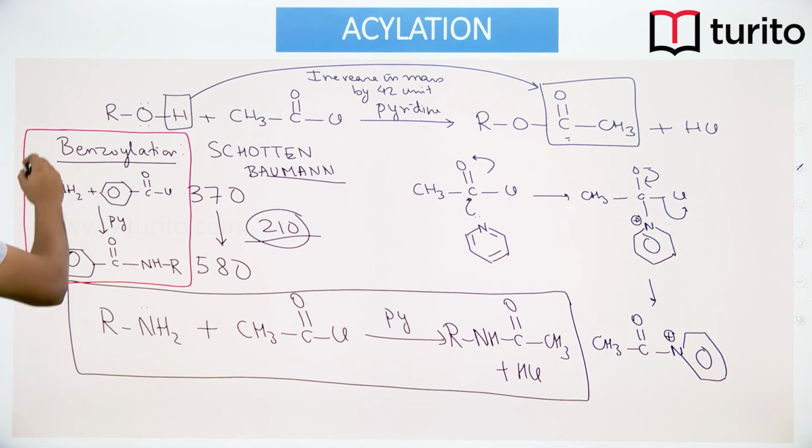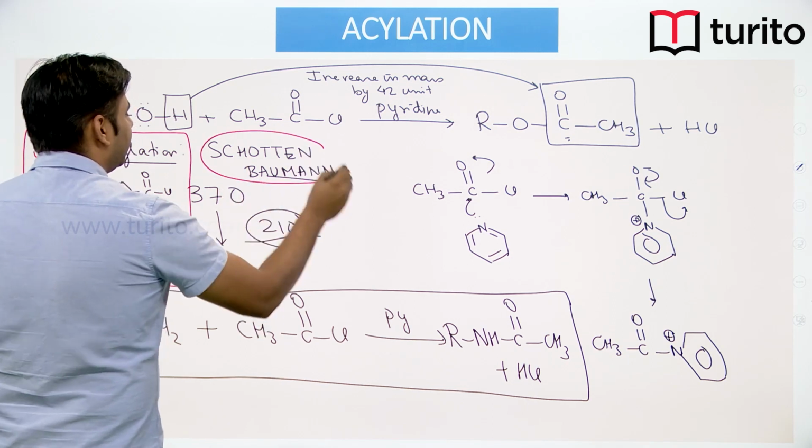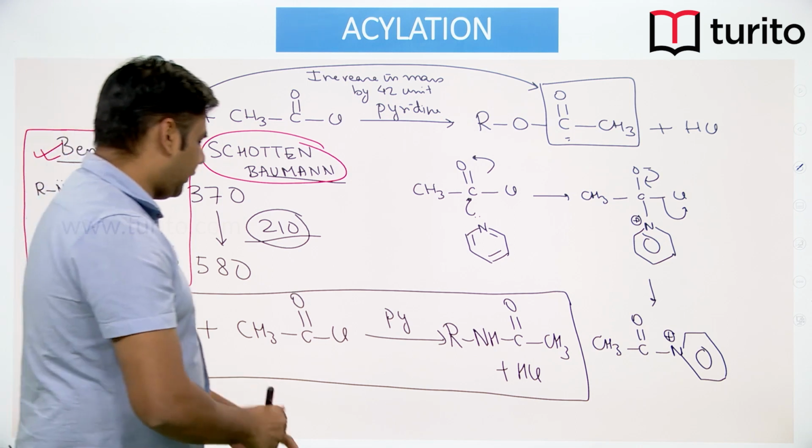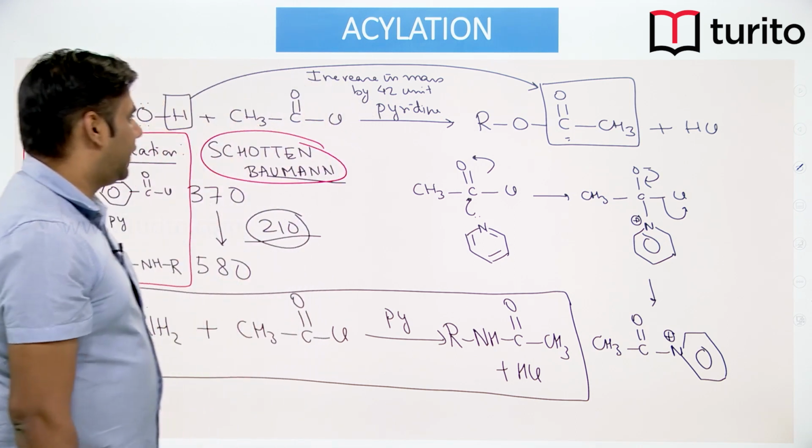Okay, so this is called a benzoylation or a Schotten-Baumann reaction. I hope this example is clear to you. We have already done this reaction in the alcohol chapter, so it is just an application of that reaction.